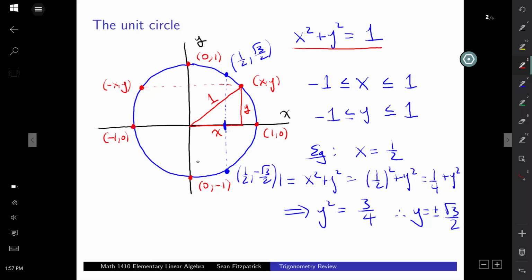Or you could change the sign for the y-coordinate, which corresponds to reflecting across the x-axis, takes you down here. You get the point x and minus y. Or you can flip both signs, which corresponds to reflecting across the origin, taking you down to here. And you get the point minus x minus y.